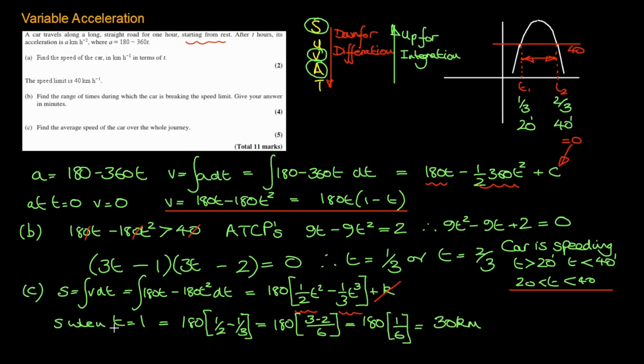Now, as the car is only traveling for 1 hour, and the distance it covers after that first hour is 30 kilometers, the average speed equals 30 kilometers per hour. And that is the answer. There you have it.